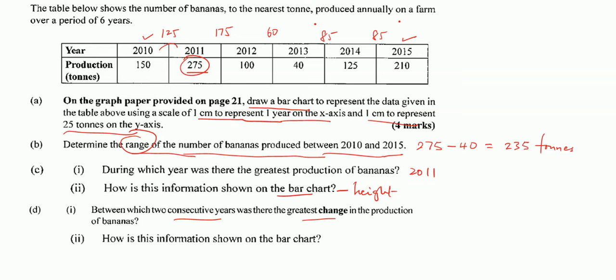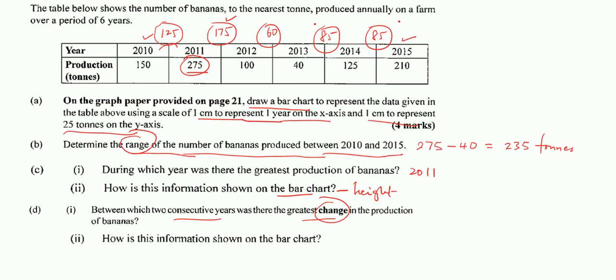So what do they want? Which two consecutive years was there the greatest change? We're concerned about the change, which is what we just worked out. Which number gives us the biggest change? The biggest change is from 2011 to 2012, and that change is 175. So between which two consecutive years was the greatest change? It's 2011 to 2012.